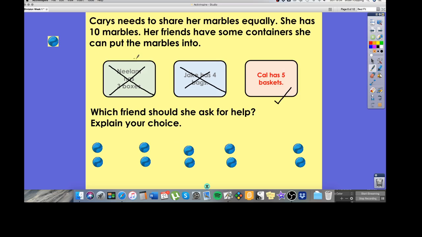10, 2, and 5 times tables. 5 groups of 2 equals 10, which is what I've got here now. So there is a link between multiplication and division. We've shared out the 10 marbles into 5 different groups, and there's 2 in a group.